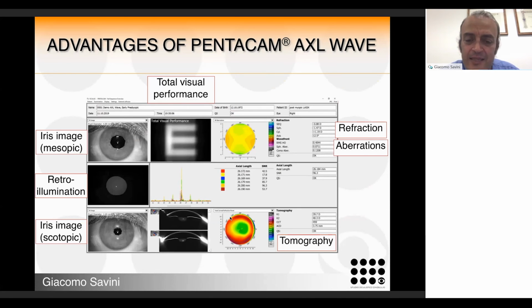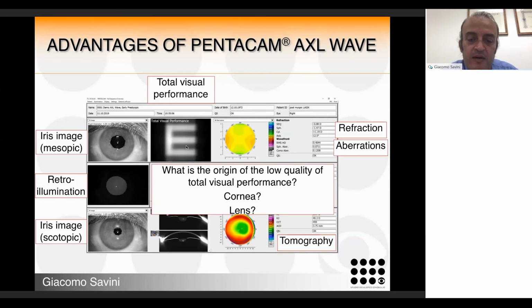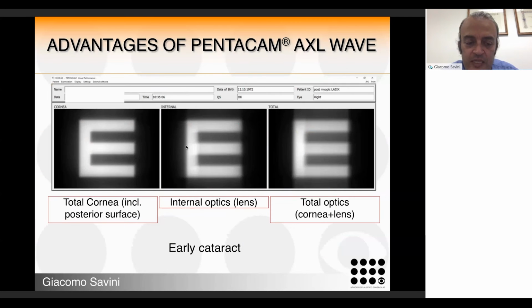And this is not a normal patient, because you see that the E is not sharp, is not good. So what happens to this patient? Where does the poor optical quality come from? From the cornea or from the lens? Pentacam wave can do this, because you see a wonderful E on the left, so the cornea is okay. The lens, the internal optics, are not so sharp, and the quality, the total optics, are bad.